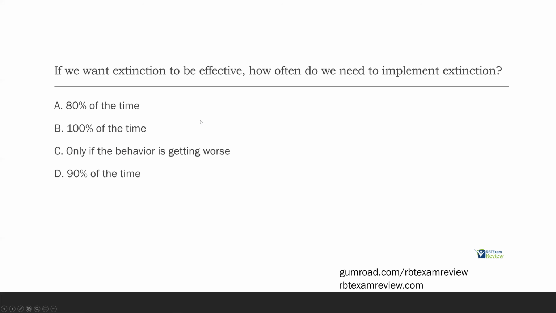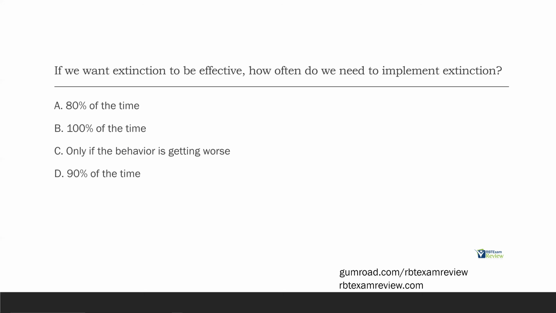If we want extinction to be effective, how often do we need to implement extinction? Okay, this is more of a technical question. It really leans more towards the BCBA side of stuff, right? Knowing this answer isn't necessarily something you're expected to know, okay? But it's going to make you a better RBT. It's going to make you better at understanding extinction.